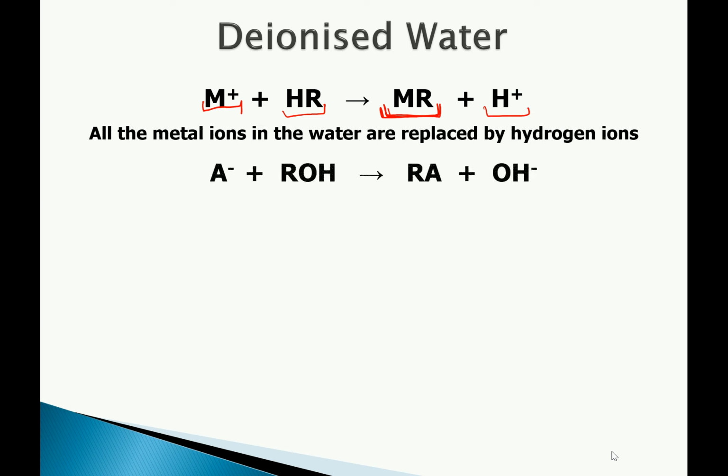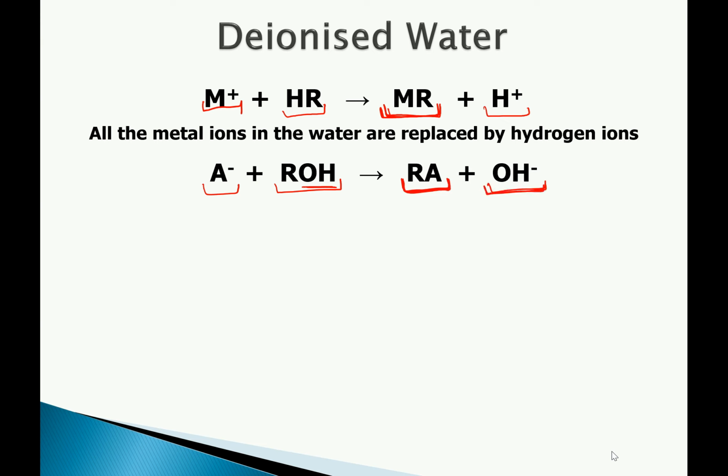On our anion exchange resin, where our negative ions get exchanged, we have water with our negative ions inside it. We have our resin with our OH attached to it, and they swap places. So we end up with the negative ion attached to the resin, it gets left behind, and what gets released into the water are OH minuses.